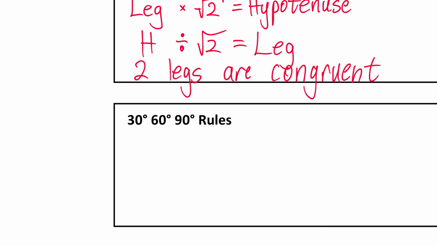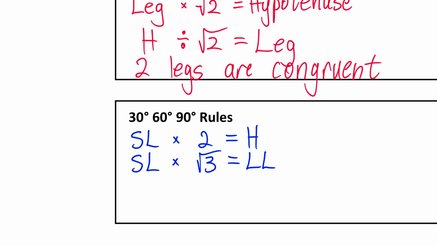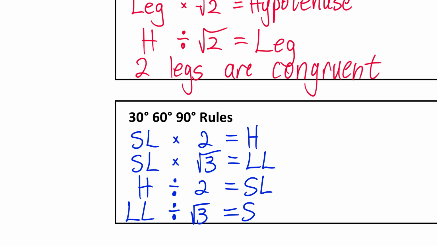Now, for our 30, 60, 90 rules. If you take the short leg times 2, that's going to give you the hypotenuse. If you take the short leg times the square root of 3, that's going to give you the long leg. If you do the hypotenuse divided by 2, that gives you the short leg. And then if you take the long leg divided by the square root of 3, that's going to give you the short leg.